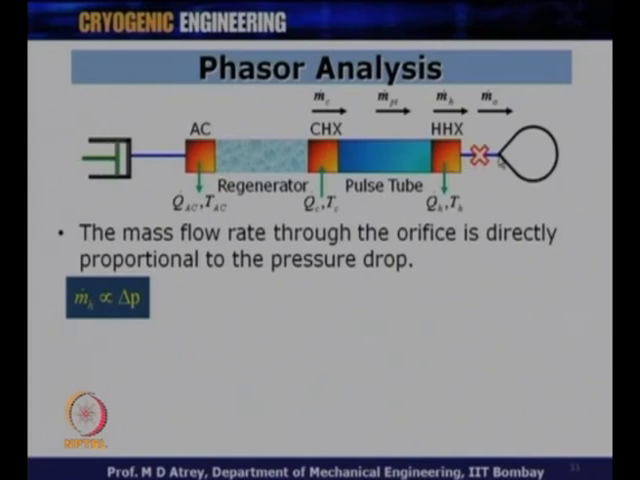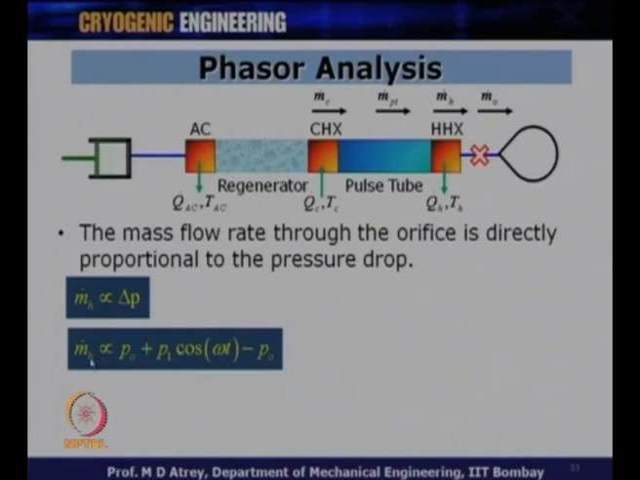Because the mass flow rate through the orifice will depend on what is the pressure drop at this point and this point. Now, the pressure in the reservoir is always the average pressure, which is P0, while the pressure on this side of the orifice is always oscillating, which is P0 plus P1 cos omega t, which is what we have earlier seen. So, m dot h is always proportional to delta P across the orifice, all right. So, what is m dot h proportional to?